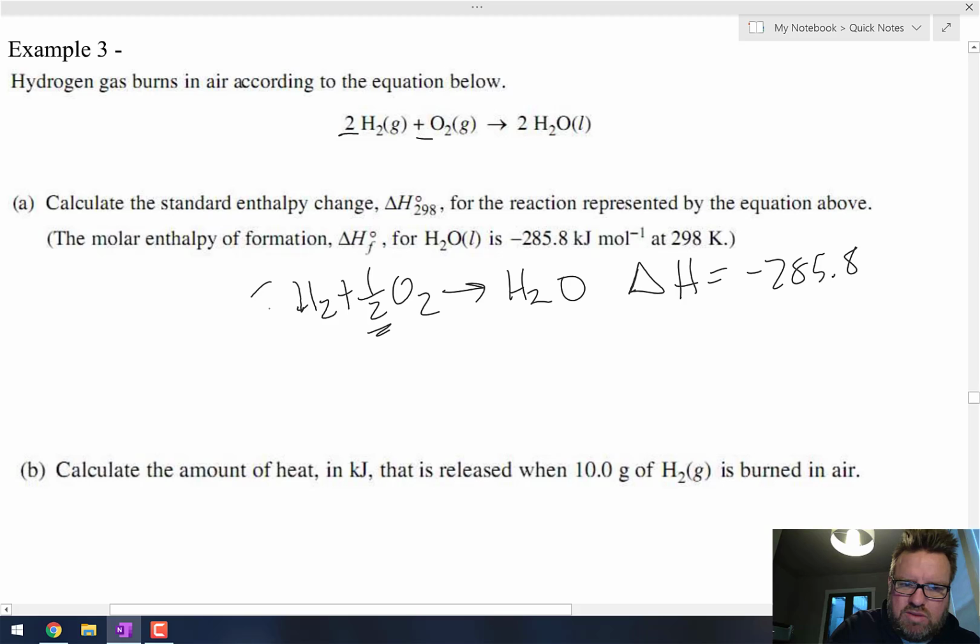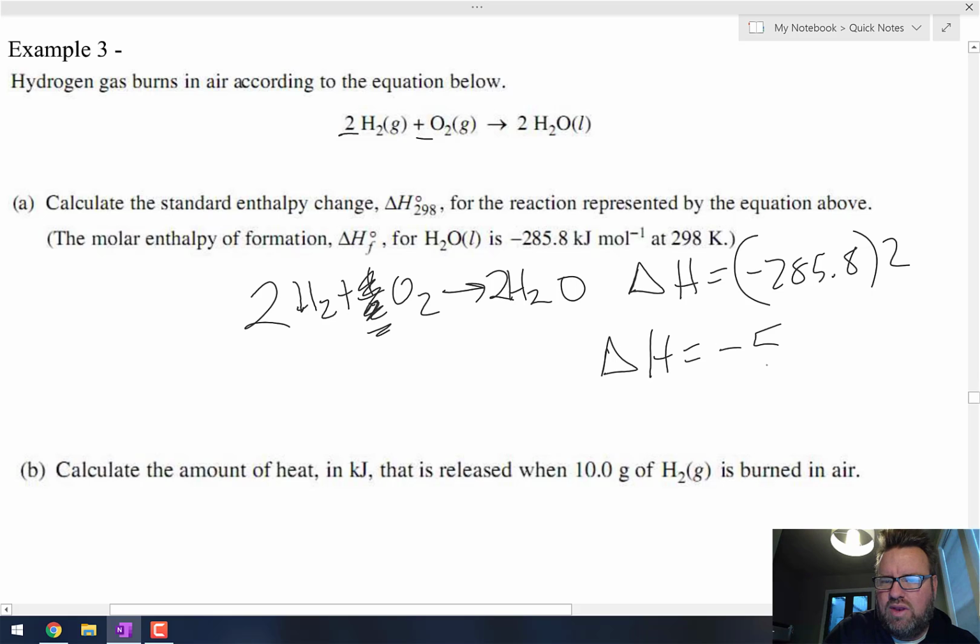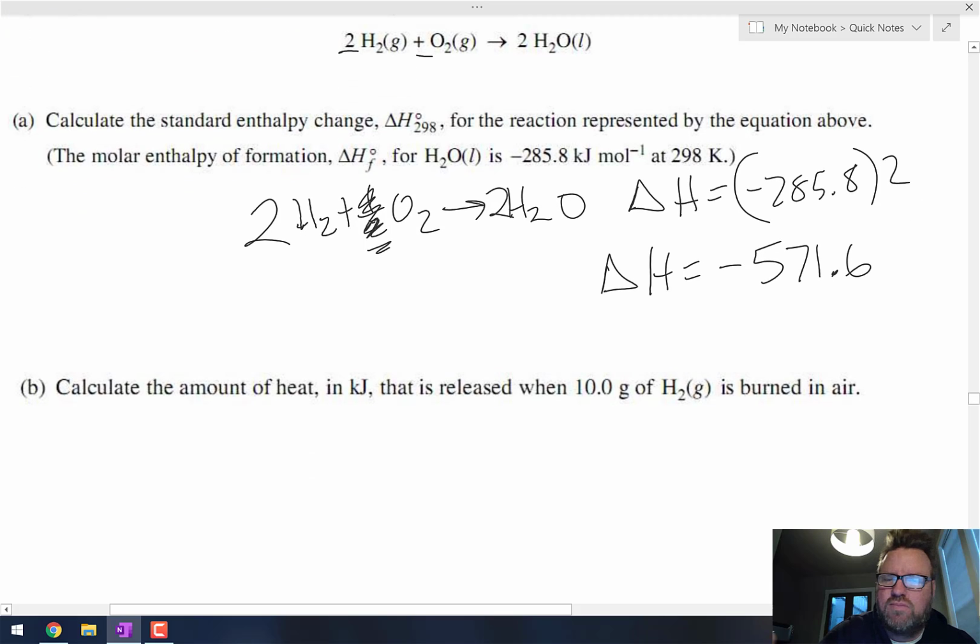So this is going to become 2, this is going to become 1, that's going to become 2, which means we have to multiply that by 2. So delta H would be equal to negative 571.6. Okay, and that is kilojoules per mole of reaction, like always.